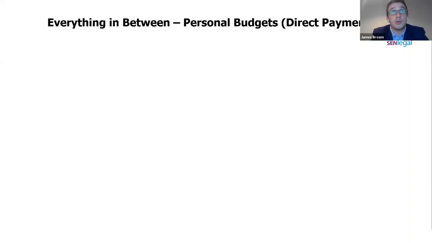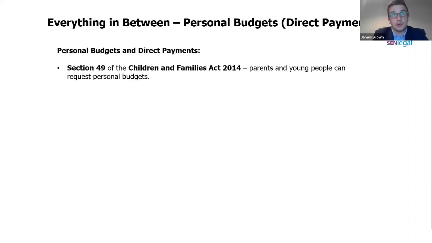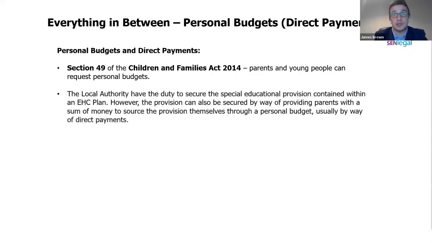Just another point, which is kind of in relation to funding as well, and parents will often say to me, well, I'm considering a personal budget for my child's EHC plan, or my local authority have given me a personal budget to go out and secure the provision in Section F of the plan. And often difficulties can arise from that. But under Section 49 of the Children and Families Act, you do have a right to request a personal budget, and the local authority will consider your request for a budget, and usually by way of direct payments, the local authority will give you a sum of money to go out and secure that provision in Section F of the EHC plan.